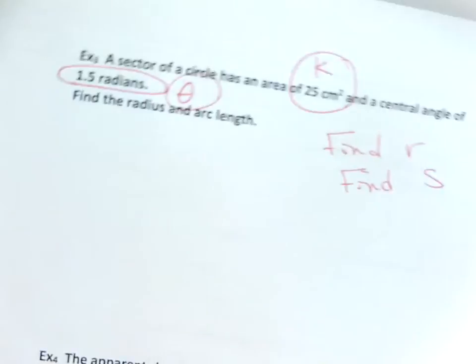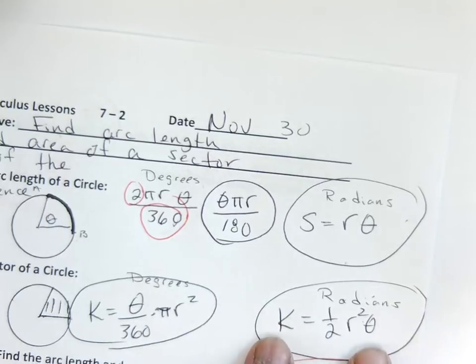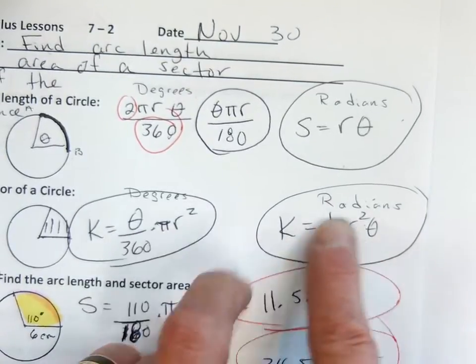So let's see here. K and theta. Here are my K and theta, right? I know those two, which means I could find R. I know the K and the theta, I could find R. So let's use this one first.